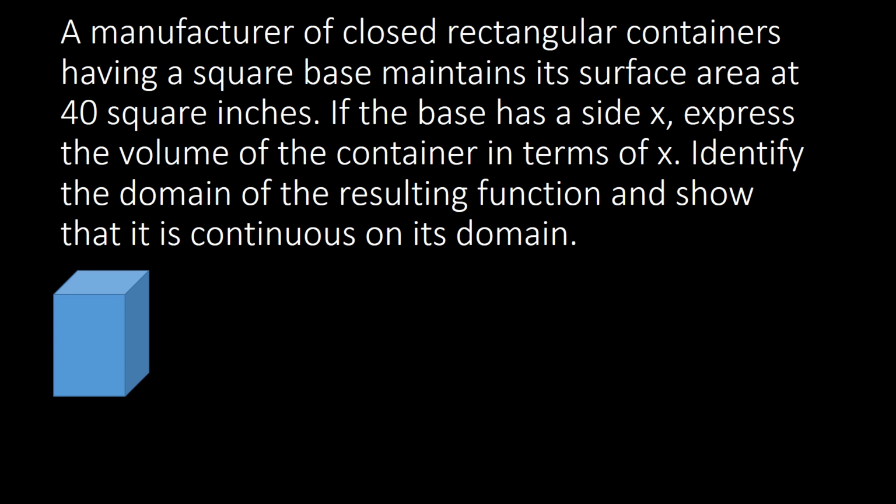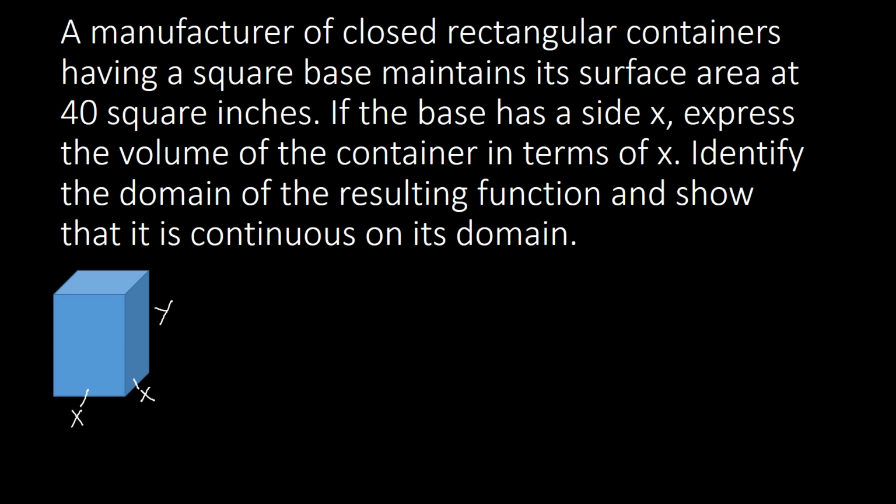So our problem here is telling us that we have a closed rectangular container with a square base. Since that is square, we expect that this side is equal to this one. Although on the picture it might not look like it, they are equal in measurement. Now, if the base has side x, since that's a square base, we have here an x, and of course this one is also an x. So that means that the height there is our y.